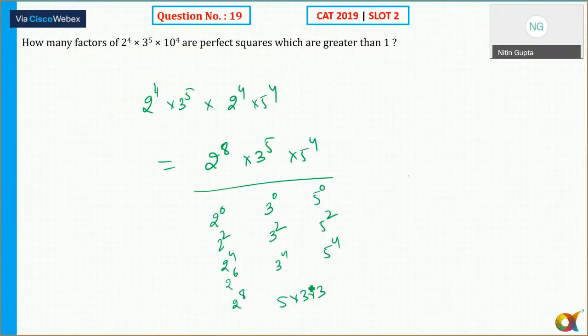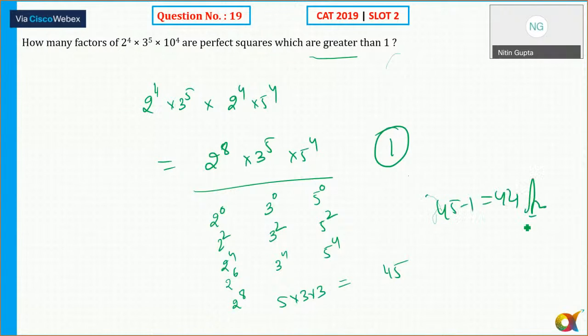Yes, I have taken that. So 5 into 3 into 3. 5 3s are 15. 15 3s are 45. But out of this, there will be one case in which all the factors will be 1, which is a perfect square. And I need to find out the number which are greater than 1. So the answer is 45 minus 1, which is 44. So this was easy. This was not a difficult question. So move to the next slide.